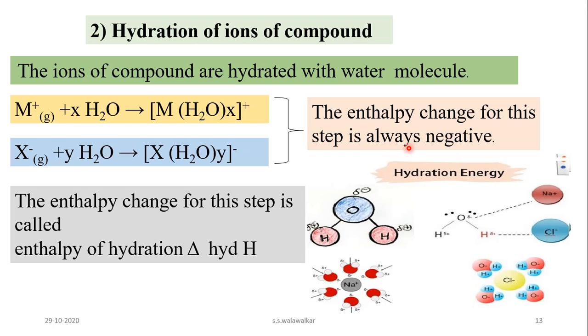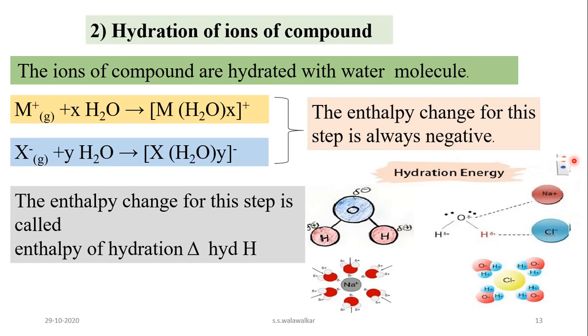What happens during hydration? See here. Suppose water is the solvent. If water is the solvent, then it is called hydration. And if any other solvent other than water is there, then it is called solvation. So suppose water is the solvent, then water is polar. That is, here oxygen has a partial negative charge and two hydrogens have partial positive charge.